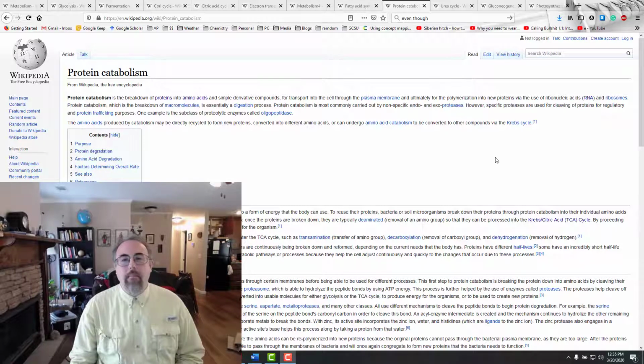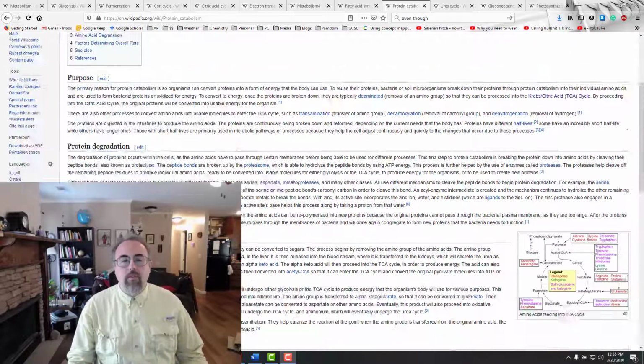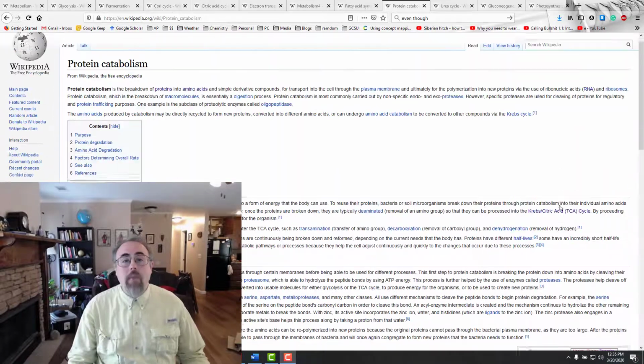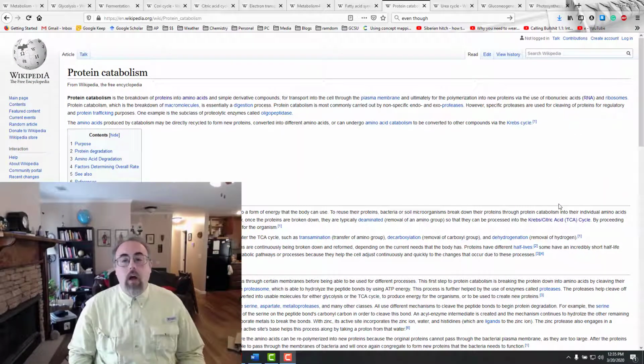Okay, so let's look at protein catabolism. And in this case, we're digesting proteins. Unfortunately, I wish there were some awesome pictures here. This one we are going to look at. But when we're looking at protein catabolism, the first step is to take the protein and turn this into amino acids.